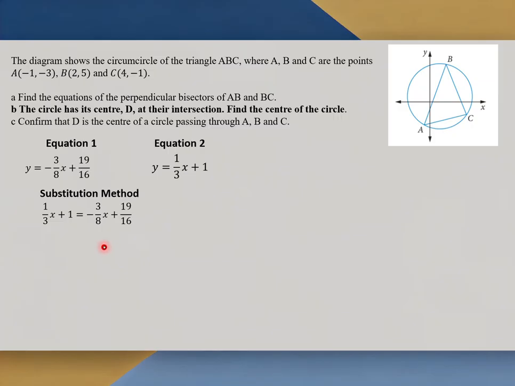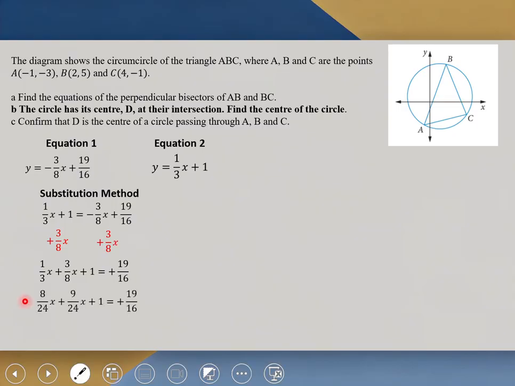The first step is to get x to one side, so I'm going to add 3 over 8x to both sides, and that's going to rewrite it. Now, because we've got 1 over 3 and 1 over 8, we need to get them to be the same size. I'm going to make them out of 24 because that's the lowest common multiple. The next step is we can add them together. So 8 plus 9 equals 17. So I've got 17 over 24x plus 1 is equal to 19 over 16.